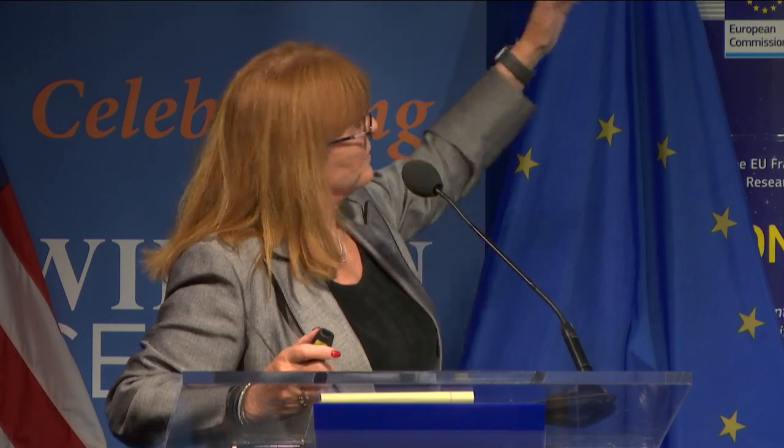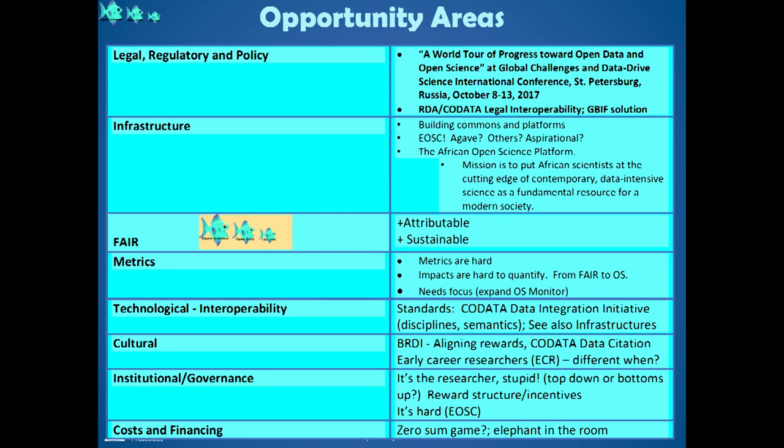Okay, so here are opportunity areas. And I took the titles of each of the sessions, and I took some notes, some I came with, some I changed. Legal, regulatory, and policy. We did last year at the CoData meeting in St. Petersburg a world tour of progress toward open data and open science. And at that, we had 11 countries actually present where they stood in open science. And it was really interesting because you would be surprised. Africa is moving on this. China's way out in this. And so it's really interesting. Those slides can be made available.